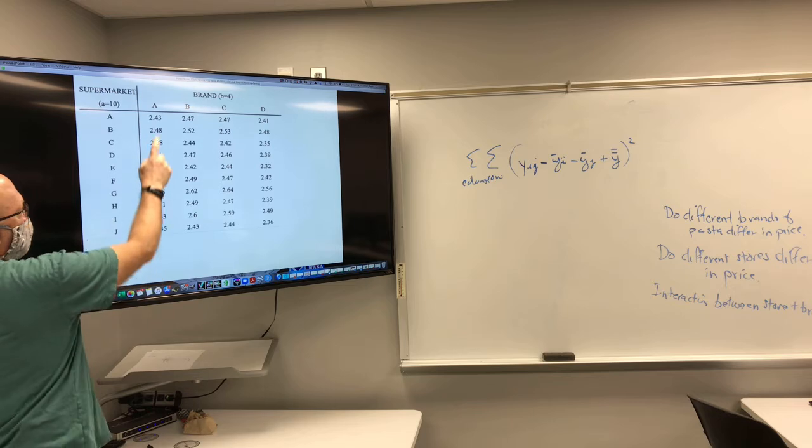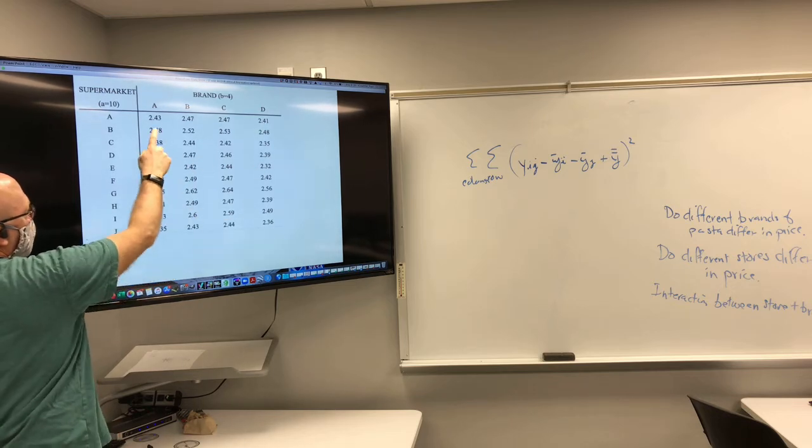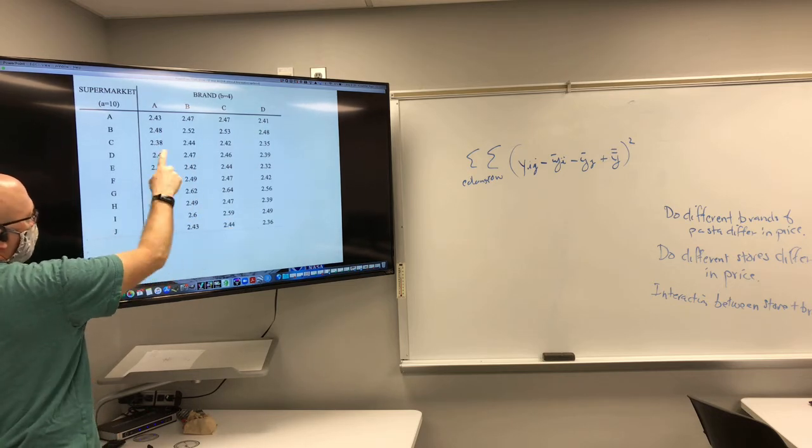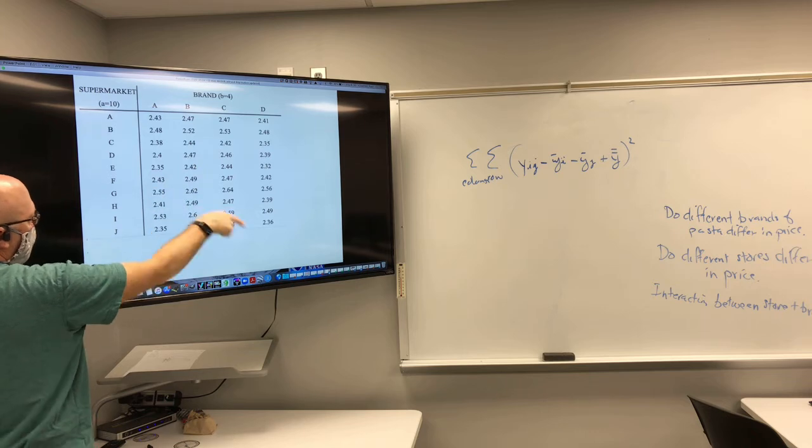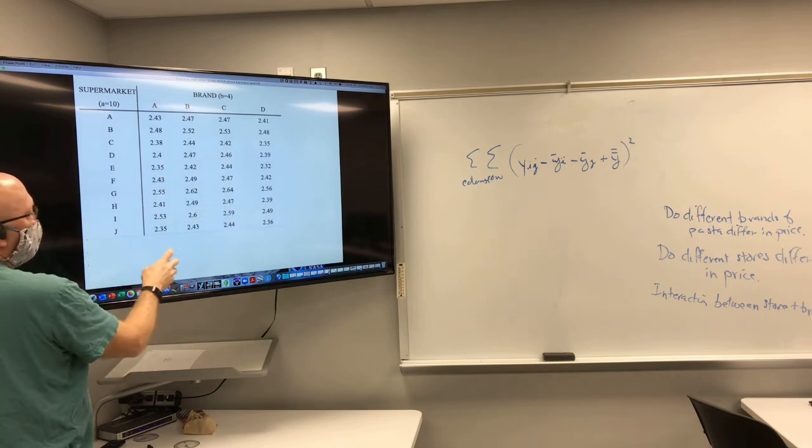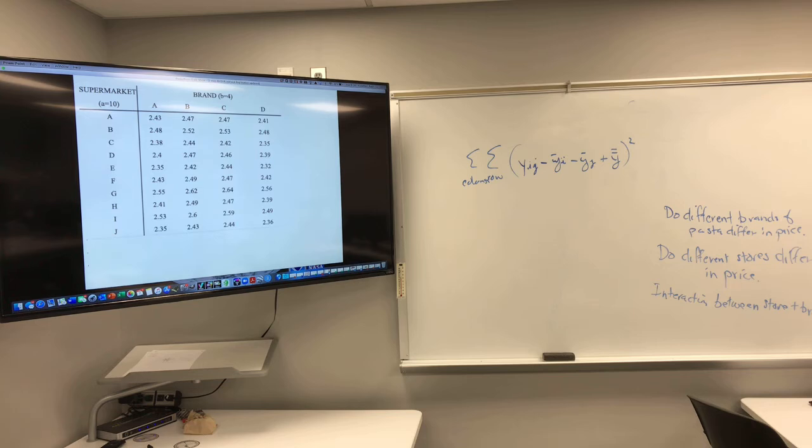Sum squares column is just this minus the grand mean squared, plus this minus the grand mean squared, this minus the grand mean squared, and then multiply times 10 because you have 10 rows that you're doing this across. And so the calculations are not difficult. These are the row means, these are the column means.